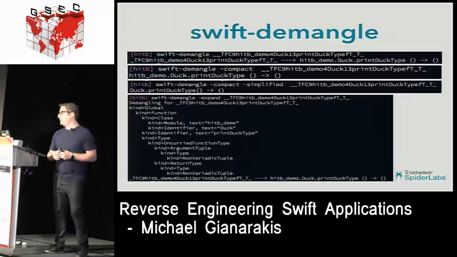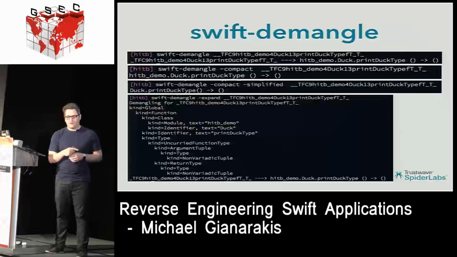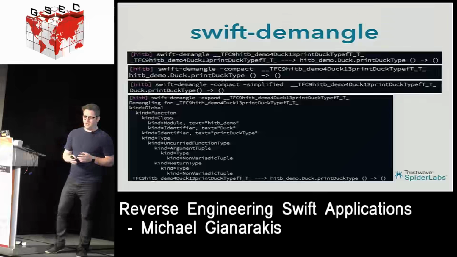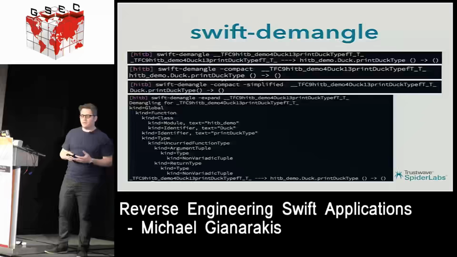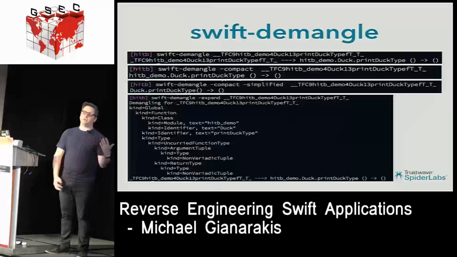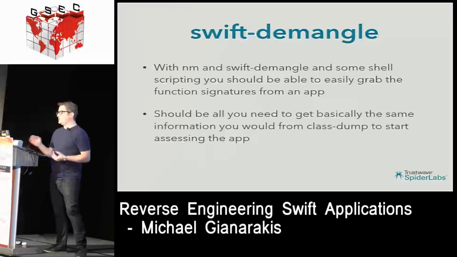There's a few other options that are interesting. So compact takes away that stuff at the front where it has the mangled name with the arrow. And then simplified as well takes away the module name. So you're just left with the class and the method name and then any parameters and your return type if there's anything. But you can also use the expand option, and it'll give you a whole bunch of information expanded out. So this is useful, right?